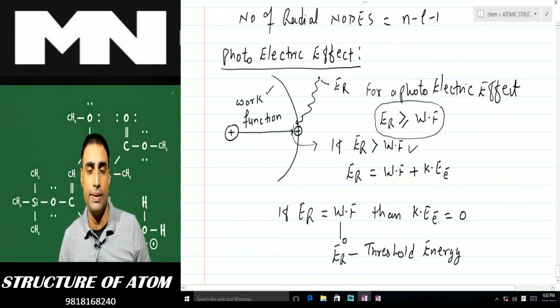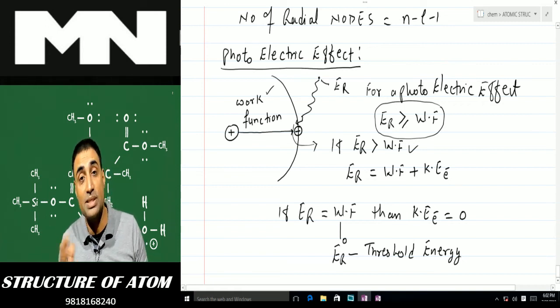Threshold, you know, barrier. Work function was 10 kilojoule. So what is the barrier for a photon to take out that electron? That is 10 kilojoule. If the energy is less than 10 kilojoule, no photoelectric effect. At 10 kilojoule, photoelectric effect will be there, but kinetic energy will be 0. More than 10 kilojoule, there will be a photoelectric effect plus kinetic energy. So the barrier is 10 kilojoule. So that is the threshold energy.